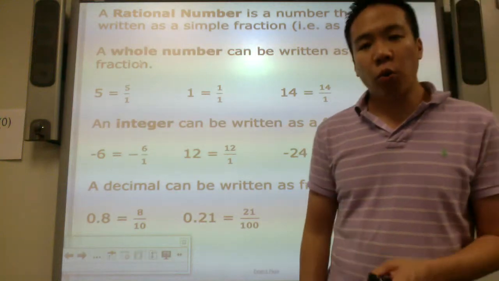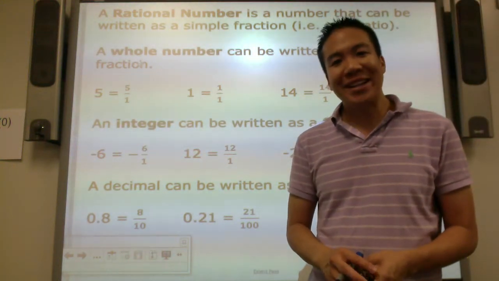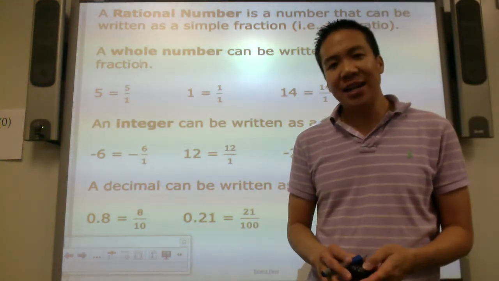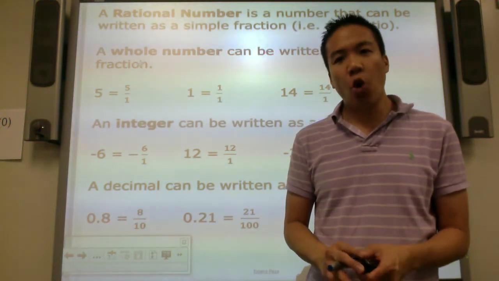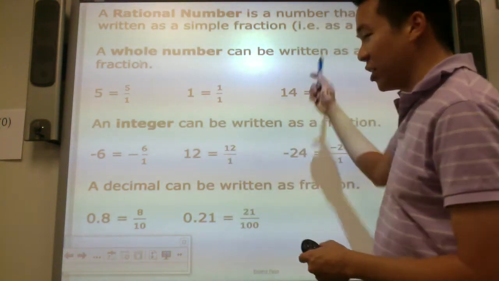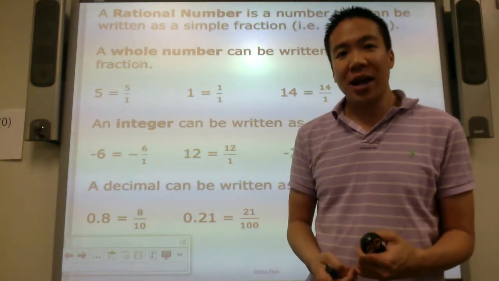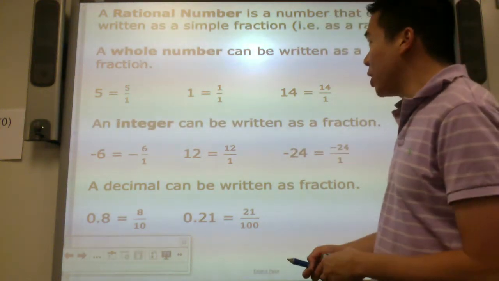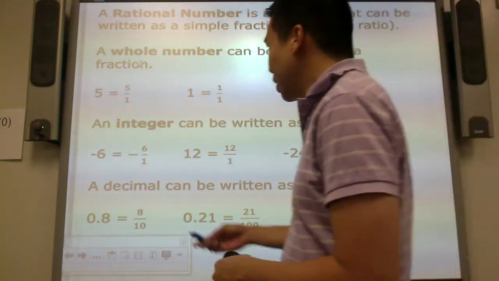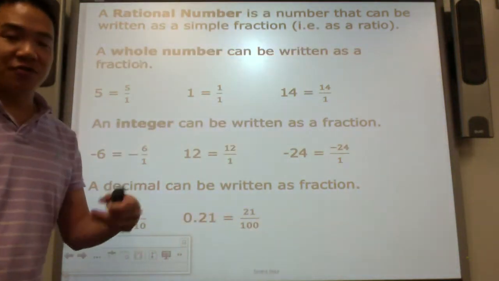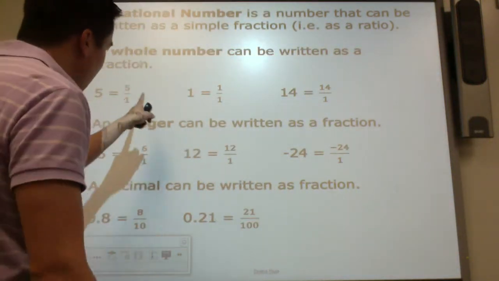So today we're going to talk about another word called rational number. A rational number is any number that can be written as a fraction or a ratio, which we'll be discussing shortly. So anything that can be written as a fraction. A whole number can be written as a fraction. 5 can be written as 5 divided by 1. You just put a 1 below it.